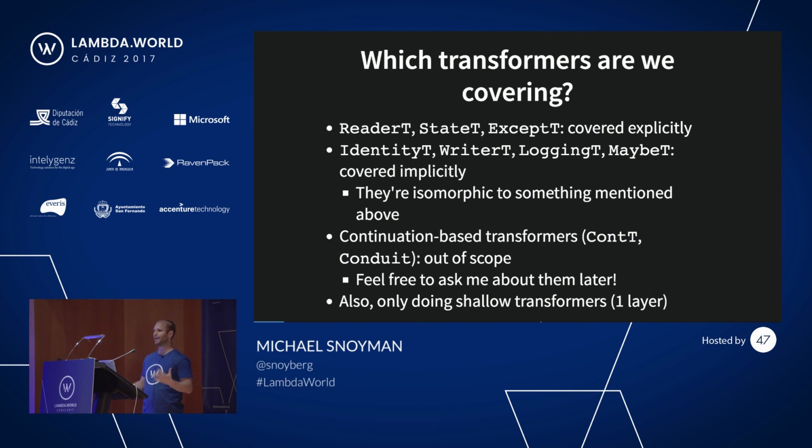Things we're not going to be talking about today are continuation-based transformers. Those are things like Cont or conduit or pipes. We're not going to be getting into those. Those are more complicated, and I'm not even going to really get into why they're more complicated here. We're just going to pretend like they don't exist. So if you ask me a question, I'll just say, talk about it afterwards. And the other simplification we're going to do is we're only going to talk about one layer of transformers. I'm sure people have seen these crazy deep monad transformer stacks, ReaderT on top of WriterT on top of StateT. We're going to pretend like those don't exist either, but it's not very much of a leap to go from what we're going to talk about to those.